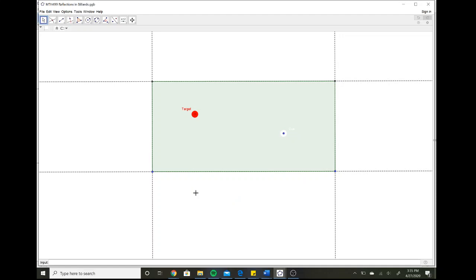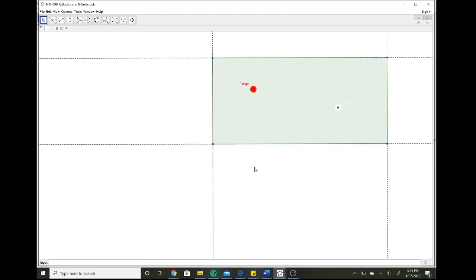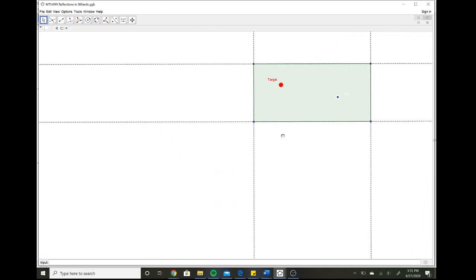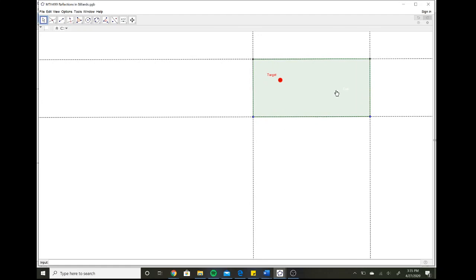But let's begin. So say we have this cue ball and this target ball, and we want the cue ball to hit the target, but bounce off of this side, and this side before it hits the target, because let's pretend there are a bunch of balls in the way, and we don't want to hit them. So how do we do that? Well, we would use reflections.